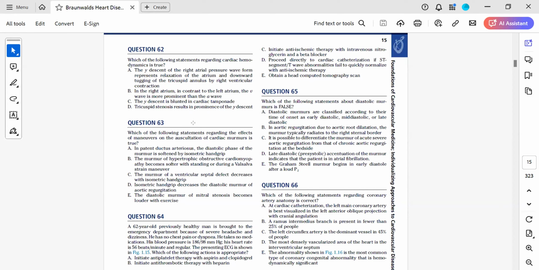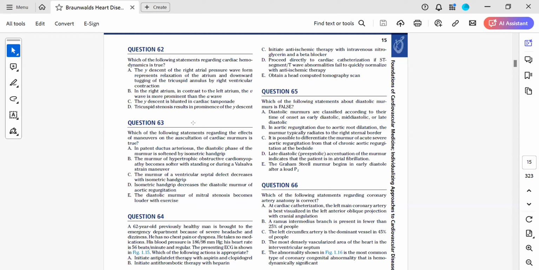Okay, should I read the answer? Yeah, the details that were given. Okay, 65. Diastolic murmurs are classified according to their time of onset as early diastolic, mid diastolic, or late diastolic. Early diastolic murmurs include aortic regurgitation and pulmonary regurgitation. AR begins with the aortic component of the second heart sound, S2, and PR starts with the pulmonic component of S2. Mid and late diastolic murmurs begin at a clear interval after S2.